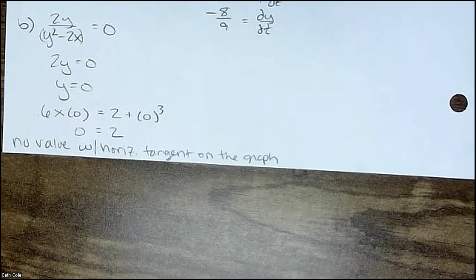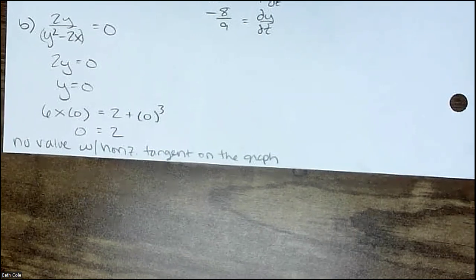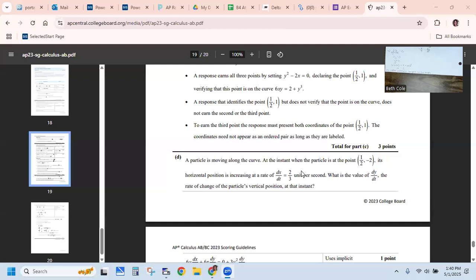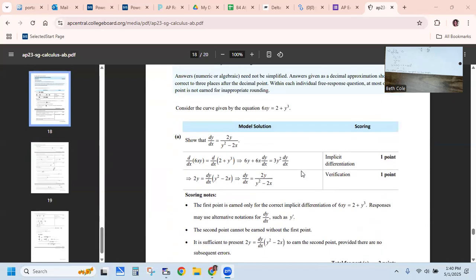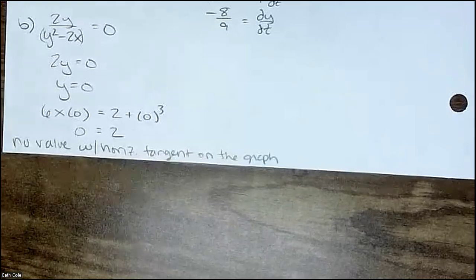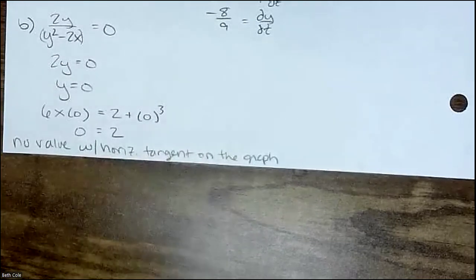No, they will not take just the letter H. At least abbreviate the word horizontal. All right, let's see what that was worth. B was worth 2. So if you set that equal to 0, you got a point, and then if you made it all the way to the end, you got a point. I will say I don't mind part B that much because you can get at least 1 out of it.